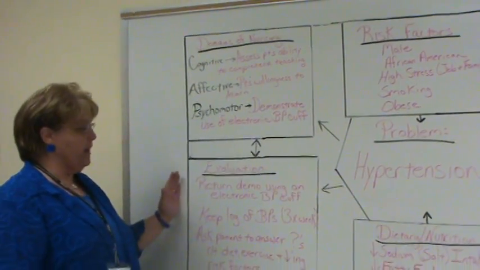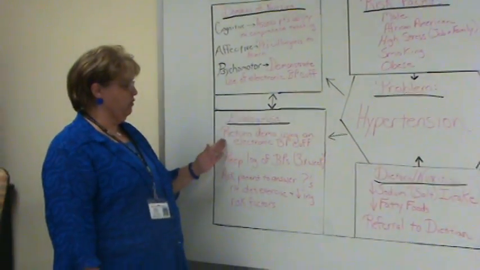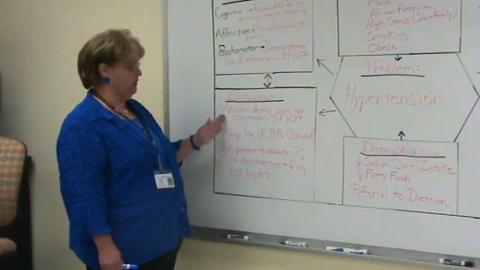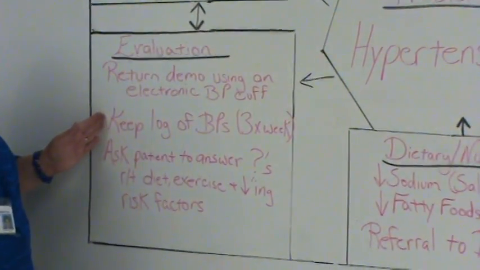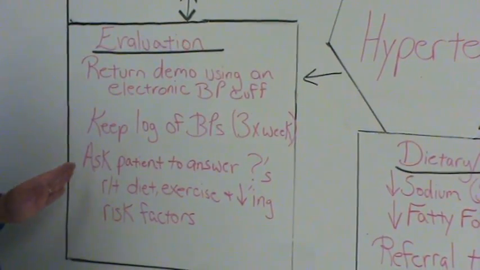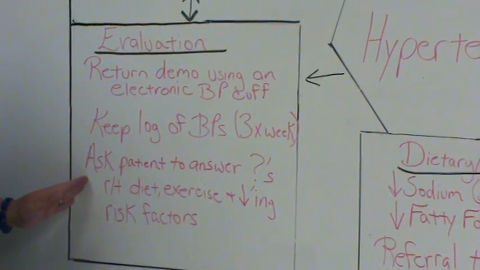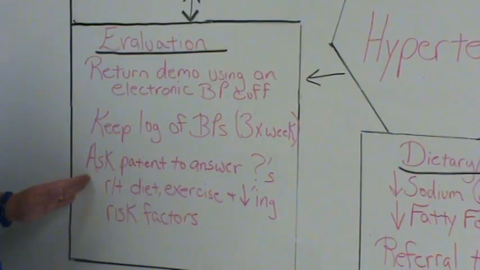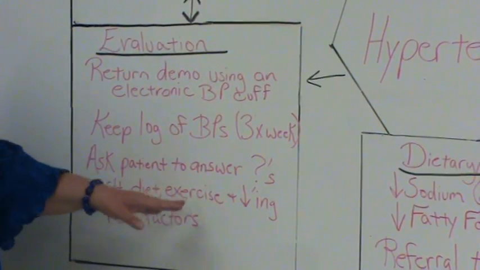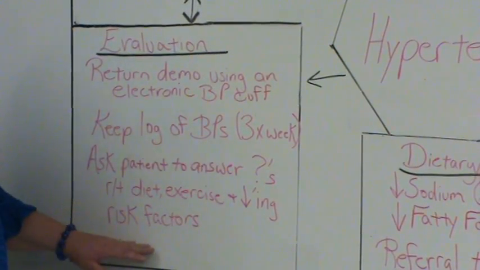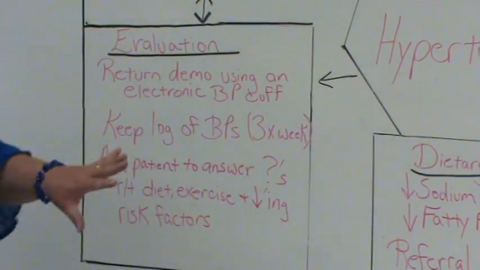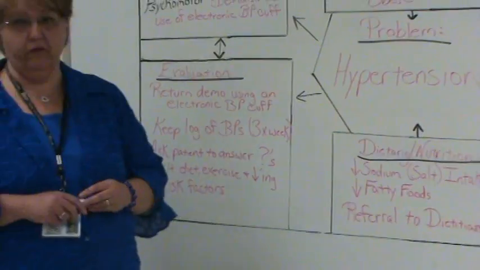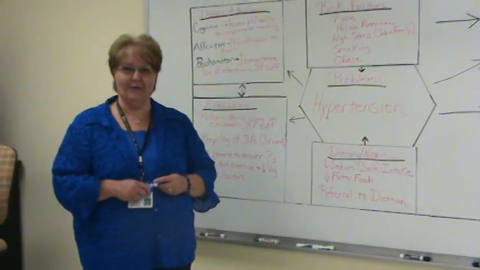And then in evaluation, we get him to do a return demo using an electronic blood pressure cuff. We teach him to keep a log of blood pressures 3 times a week, hopefully. And ask him to answer some questions that we make up, related to his diet, exercise, and decreasing the risk factors that he can. That is our nursing care plan, a very basic one for our Concept Mapping 101.